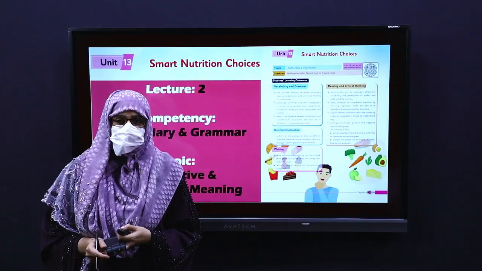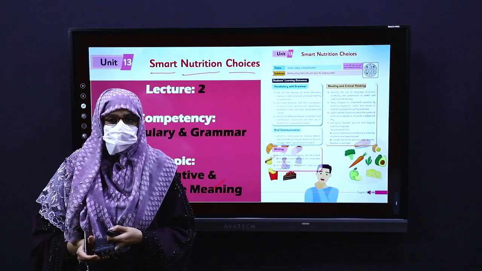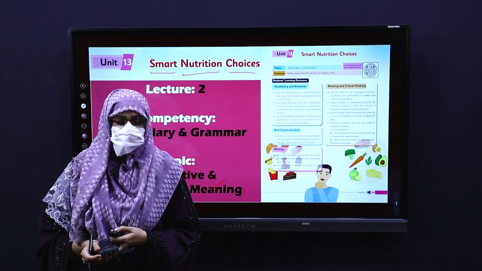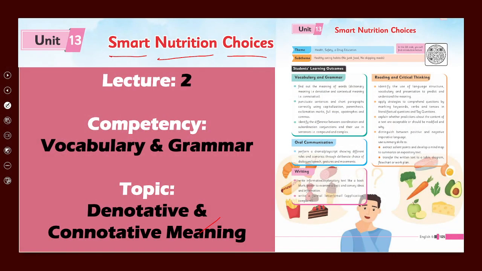Currently we are at unit number 13, Smart Nutrition Choices. Let's begin lecture number 2. The competency that we are targeting through this lecture is vocabulary and grammar, and the topic is denotative and connotative meaning.